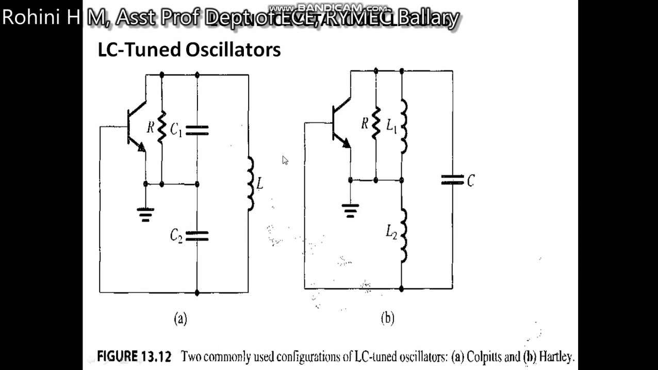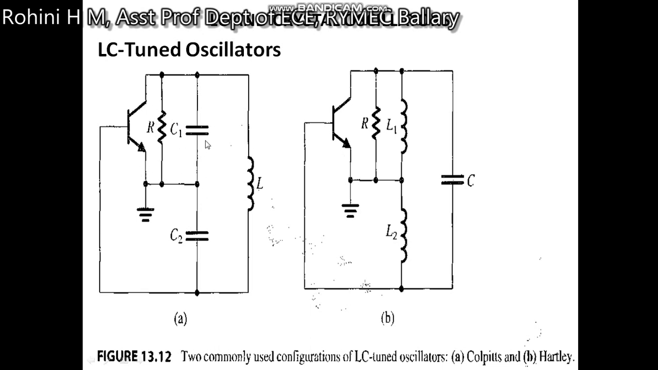We have an inductance and a capacitance, and the oscillator is formed by the combination of L and C. We have two common LC tuned oscillators. The first circuit you are seeing is a Colpitts oscillator, and the second one is a Hartley oscillator. Here the two capacitances are connected in parallel with L. Here the two inductances are connected in parallel with C. That is the difference between these two. The rest is all the same. Here R is there, here also R is there.